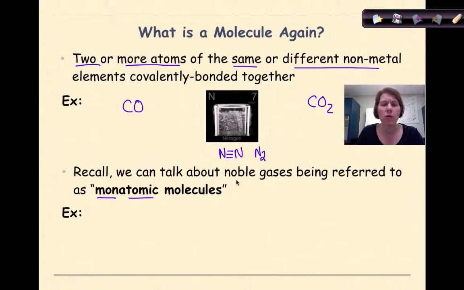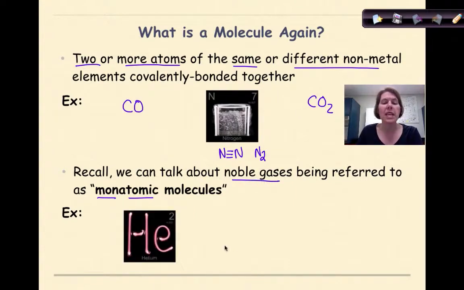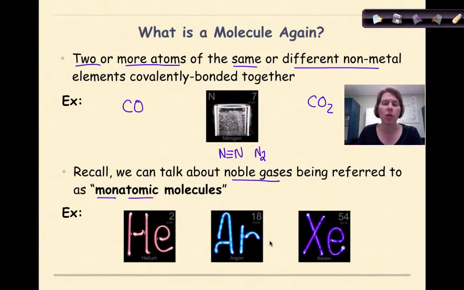What do these refer to? Well, they refer to the noble gases. So some examples of monatomic molecules could be helium or argon or krypton.